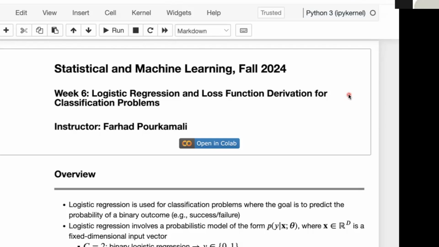Hello everyone. In this video, we discuss logistic regression and loss functions for classification problems. This lecture is designed to be more focused on theoretical aspects of classification problems. And in the next lecture, we're going to shift our focus to more practical aspects of classification problems, including how to properly evaluate them.